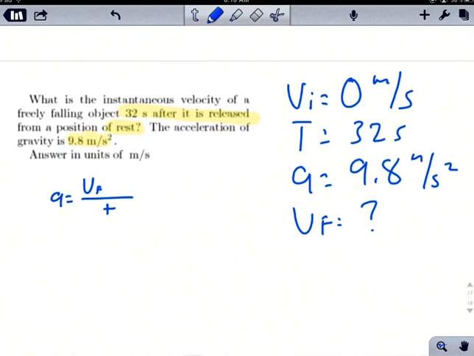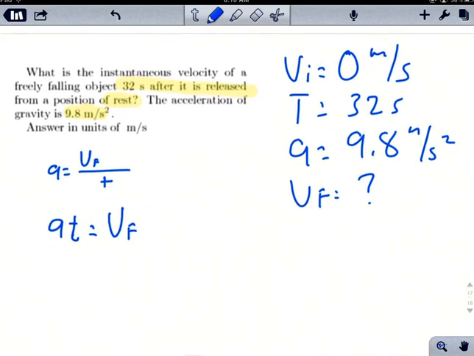So when we solve for our final velocity, all you have to do is multiply our acceleration and our time, and what we'll get is acceleration times time equals our final velocity, which when we plug that in, we see that we have our acceleration, which is 9.8 meters per second squared times our 32 seconds equals our final velocity. And we should see the units match up because meters per second squared, when we multiply it by seconds, is going to give us meters per second, which is a velocity, an instantaneous velocity.